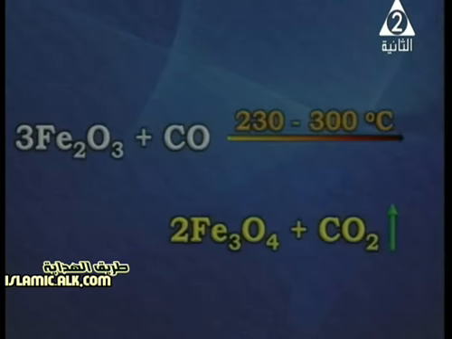Then iron(III) oxide on reduction by carbon monoxide gas at 230 to 300 degrees Celsius gives magnetic iron oxide and carbon dioxide gas.